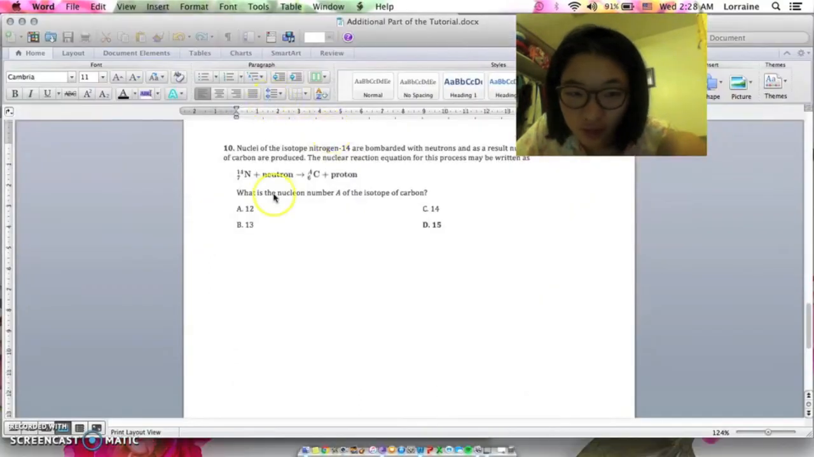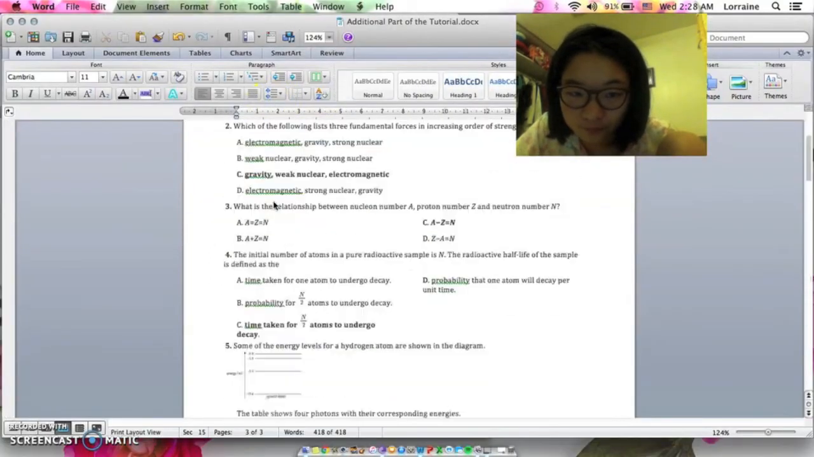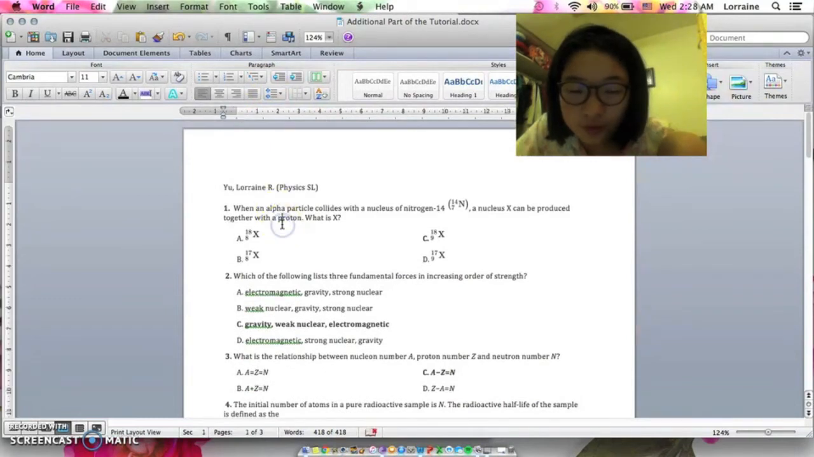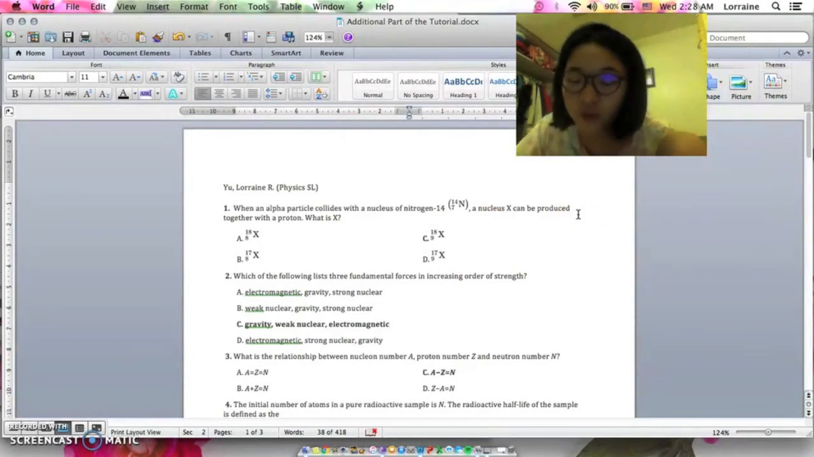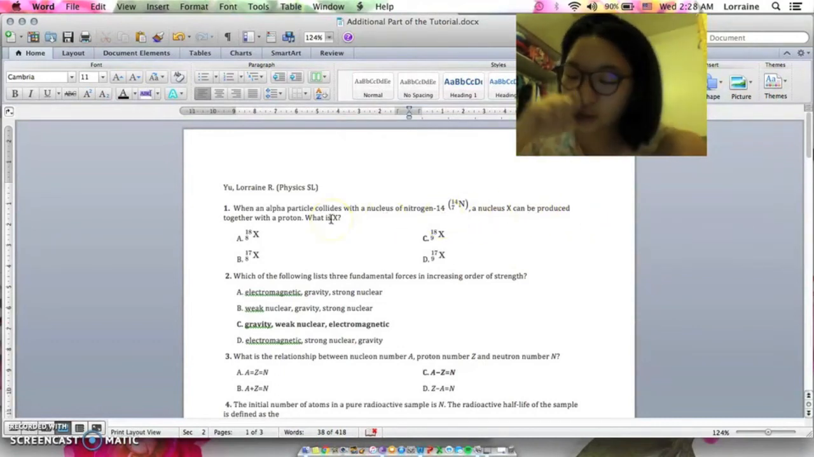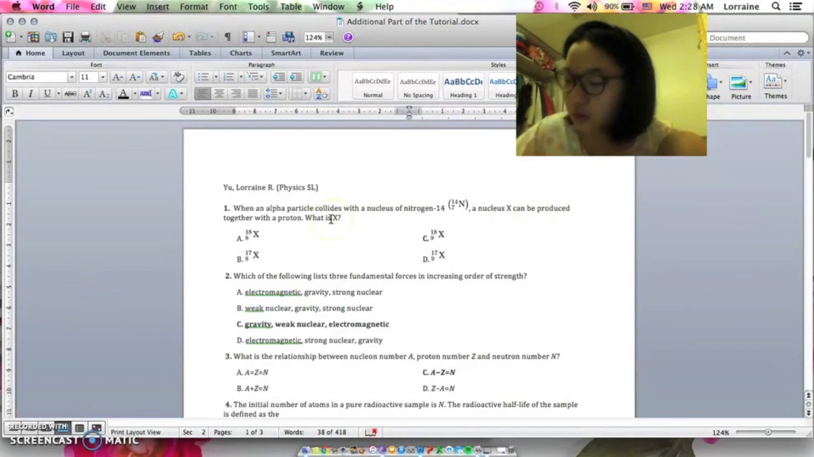Next, we have this. When an alpha particle collides with a nucleus of nitrogen-14, represented as this with an atomic number of 7, a nucleus X can be produced together with a proton. What is X? So that is for the next number.